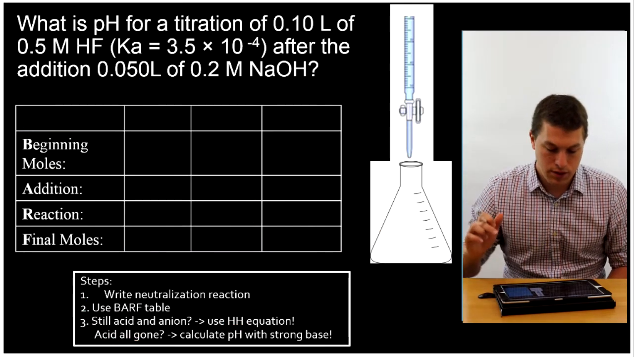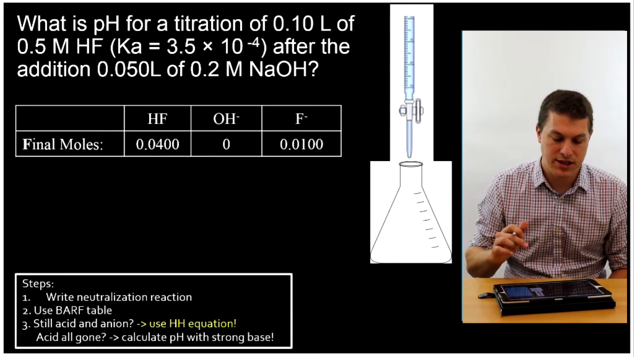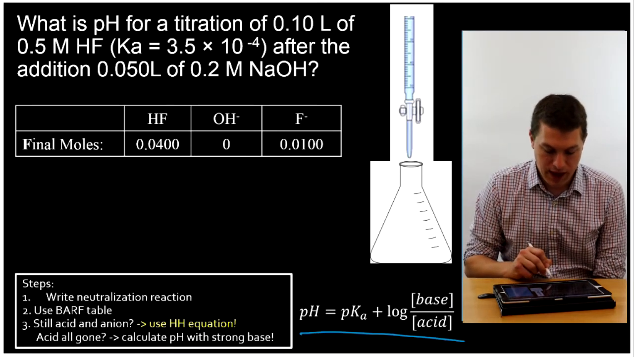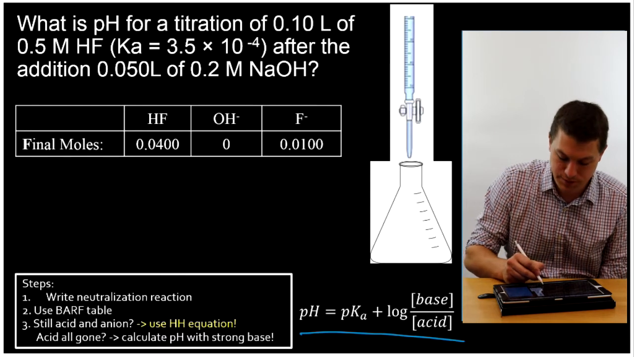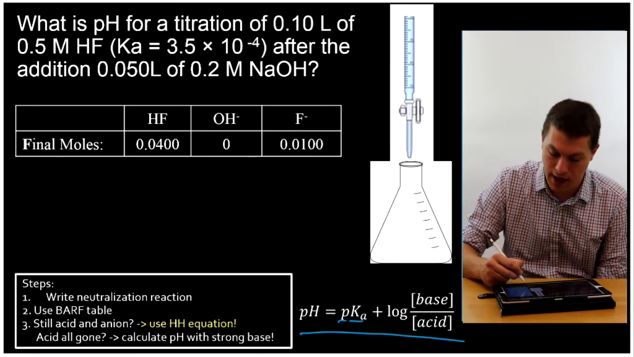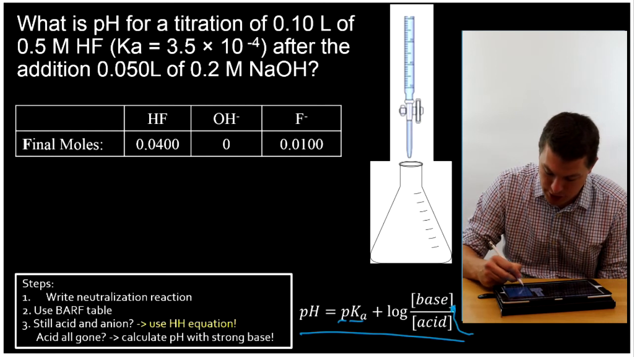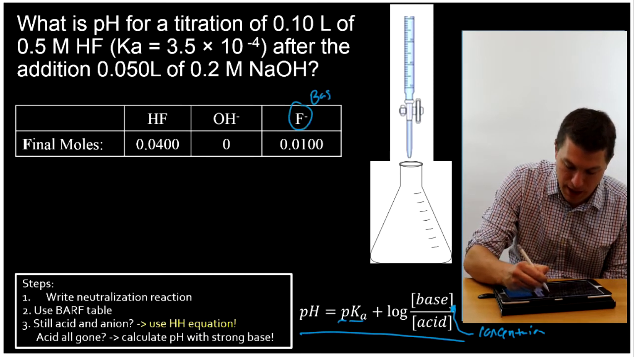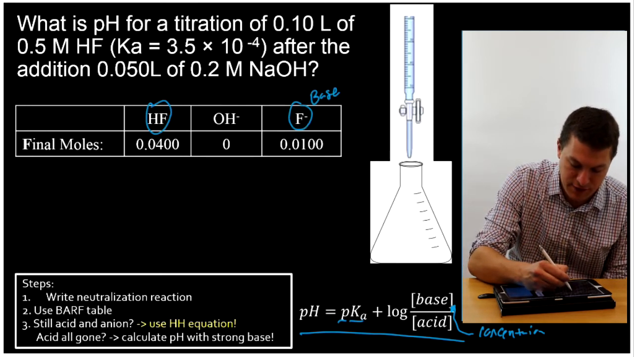All right, so this is the situation we're in. We have HF and F minus. Okay, so this is my Henderson-Hasselbalch equation down here. And it allows me to calculate the pH by doing pKa. P there stands for negative log. So I'm going to take the negative log of the Ka, and then I'm going to plug in the concentration of my base over my acid. This guy's my base. That may not be obvious, but what should be obvious is that HF is my acid.